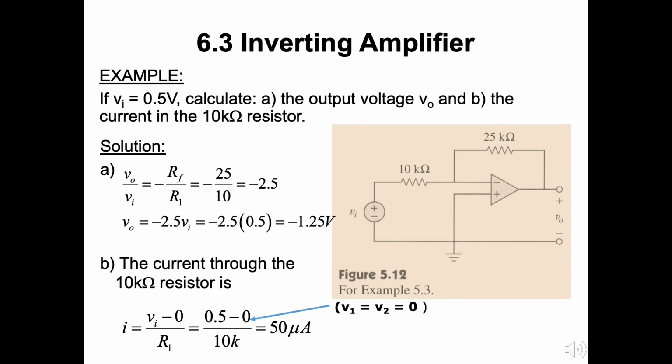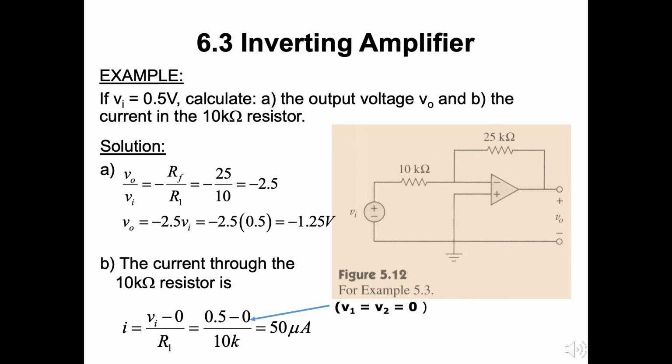Say that the input voltage is 0.5 volts. Calculate the output voltage and the current in the 10,000 ohm resistor. To do this, remember the voltage gain equals minus RF over R1. We can utilize this equation to find the output voltage. Then the output voltage will be minus 1.25 volts, as the given input is 0.5 volts.